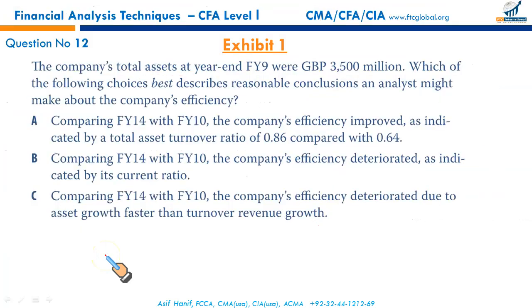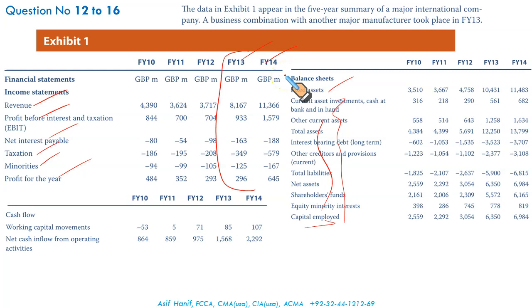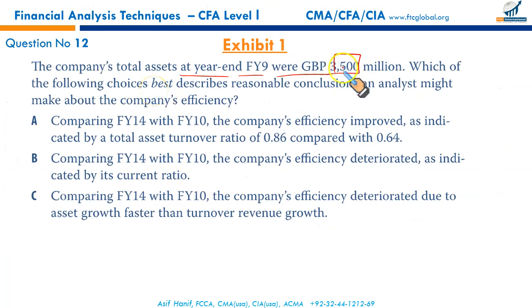Let us read the information first. Requirements. The company's total assets at year end FY9 were 3,500. FY9, where do we have it? In fact, this is the opening balance of FY10. 3.5 million worth of assets were there at the start of the period. They were at the end of FY9 and at the start of FY10.